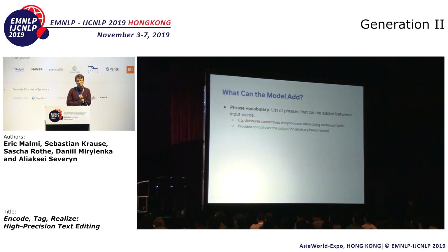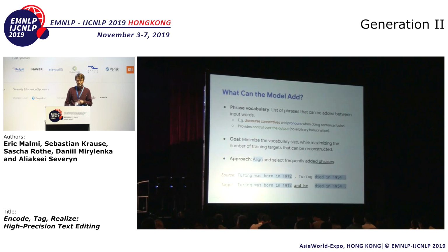So the next question is, what can the model add between the different tokens? We decided to take a conservative approach: we don't let the model generate whatever it wants between the tokens, but we define what we call a phrase vocabulary. This defines all the possible phrases that the model is allowed to add. It would contain things like discourse connectives and pronouns, for instance, for the task of sentence fusion. The good thing about this is that it guarantees that the model is not able to hallucinate arbitrary stuff between the input tokens.